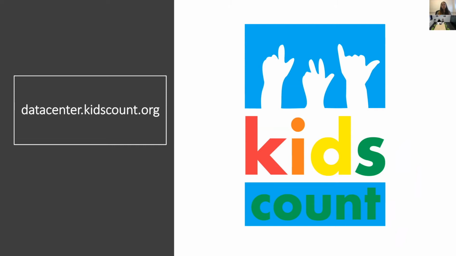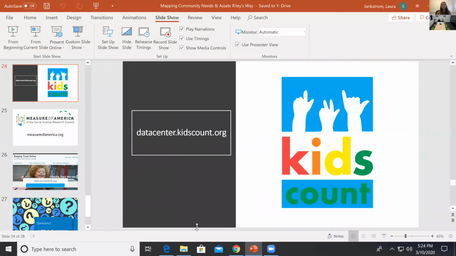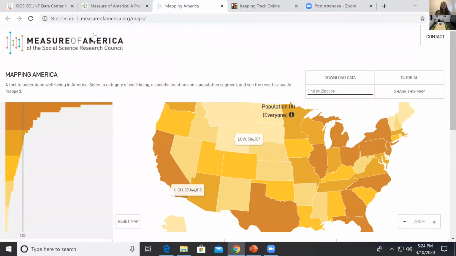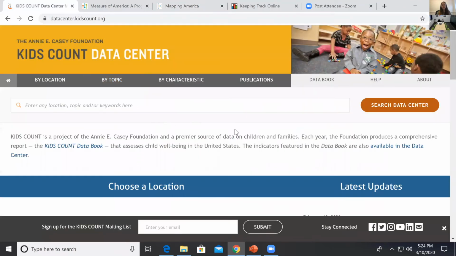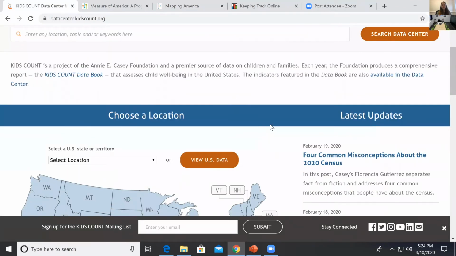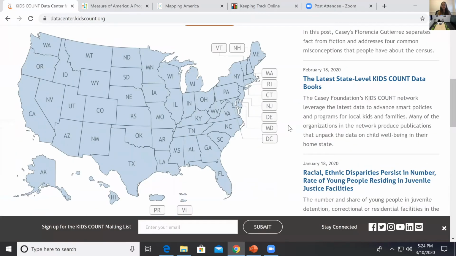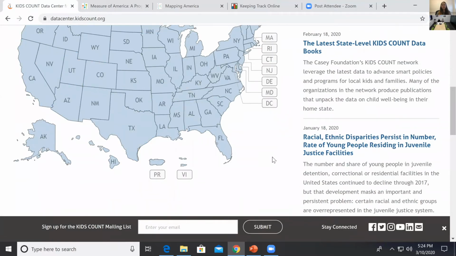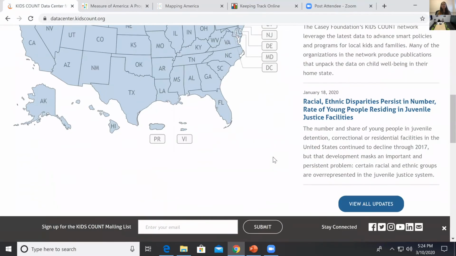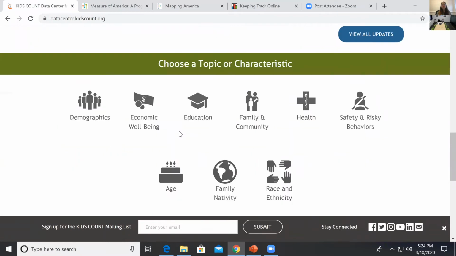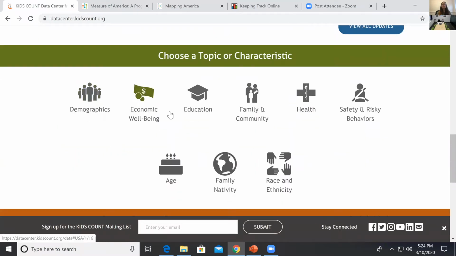So we will switch our screen here to show you this Kids Count data tool. So here, there's a few different ways that you can start. You can either start by choosing a location. You start with states, and then you can go down to city if they have it. Or you can choose a topic or a characteristic. So these are all of the topics, and these are all of the characteristics.